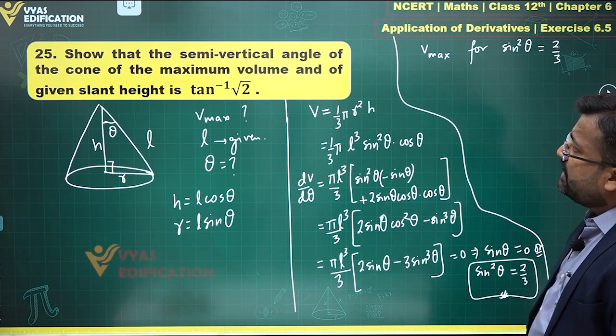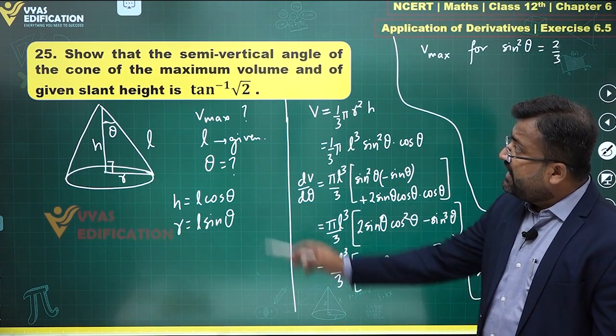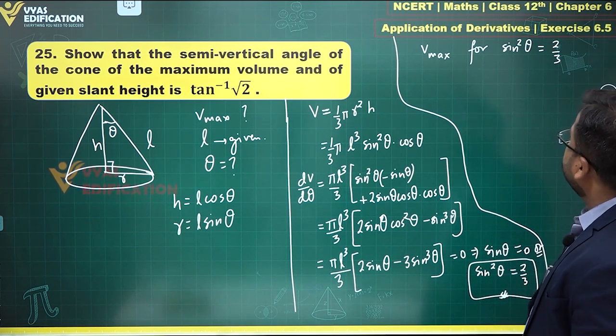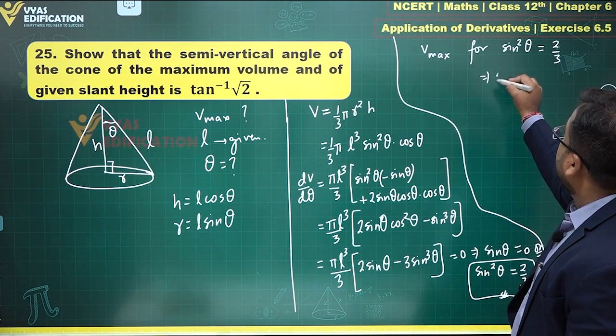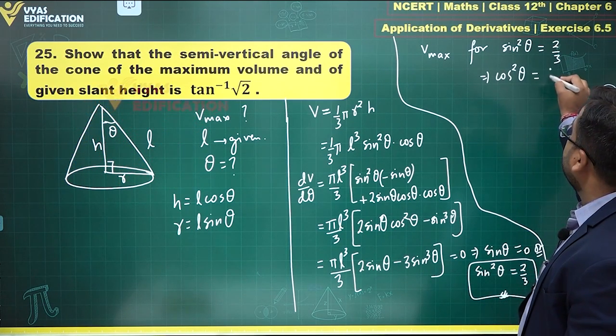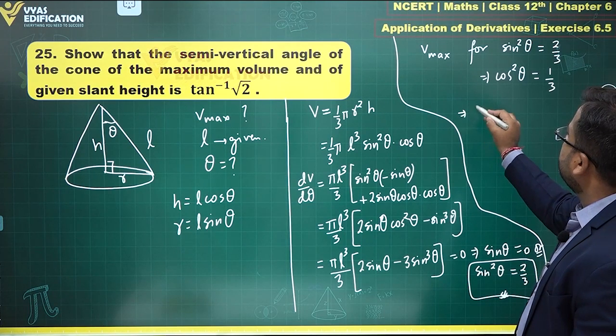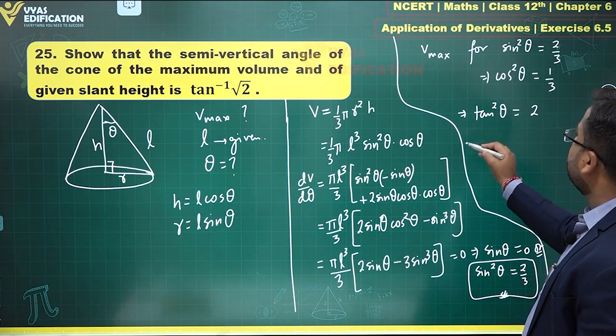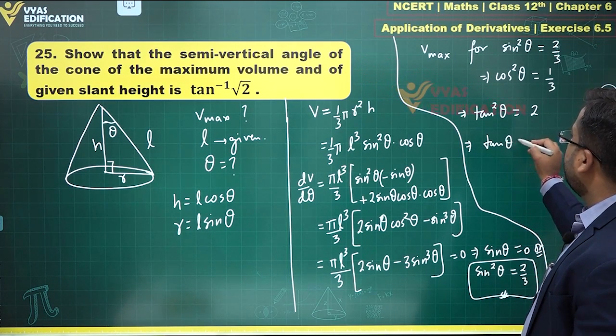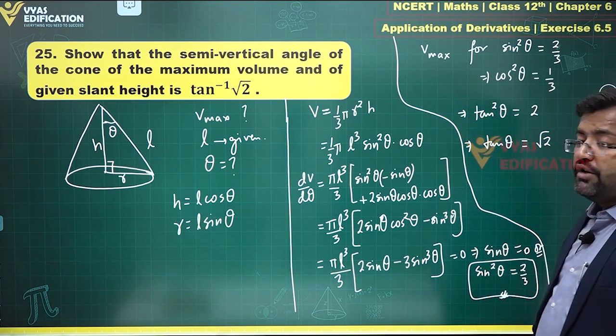This is important. But then we are interested in the angle in terms of tan, right? If sin square theta is equal to 2 by 3, what is the value of cos square theta? Cos square theta is equal to 1 by 3. And with the help of this, tan square theta will be equal to what? The ratio, which is 2. And this tells me tan theta will be square root of 2. Oh, why not minus the square root of 2?